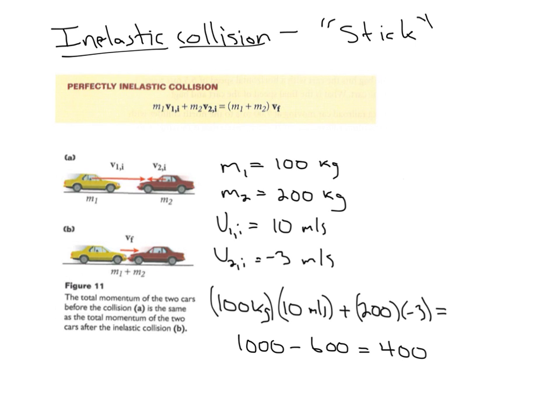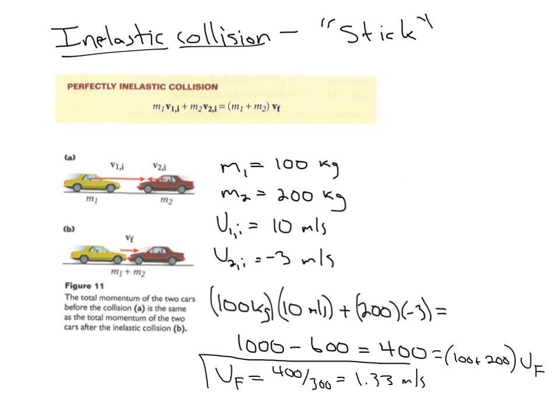How far do they move to the right? Well, we have to treat the cars now as one object with a mass of m1 plus m2. So this new momentum of 400 equals 100 plus 200. And we can solve for the final velocity of the cars. When we do that, we get a final velocity of 400 divided by 300, or 1.33 meters per second. So that is how you do an inelastic collision problem in physics.